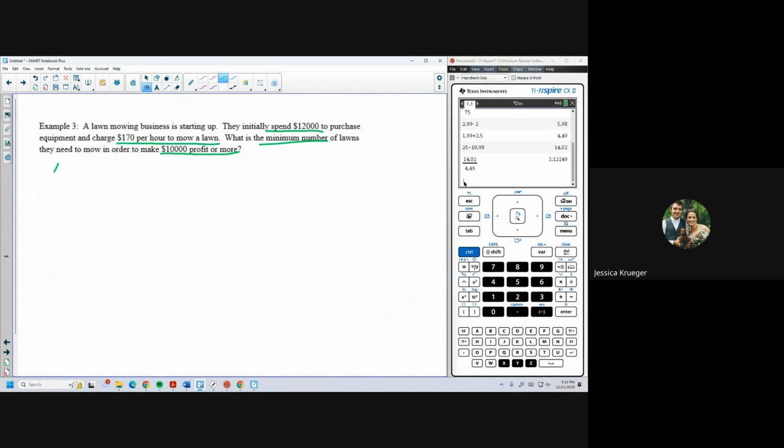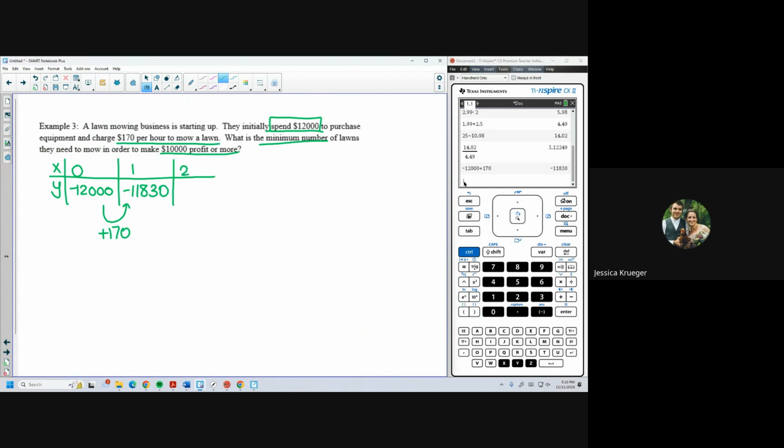So let me start by thinking about these costs here. When X is 0, they initially spend $12,000, which means that's going to be a negative amount that they have. If they work for 1 hour, that's going to increase the amount of money by 170. So that's going to give them negative $11,830. And then it would keep going this way.